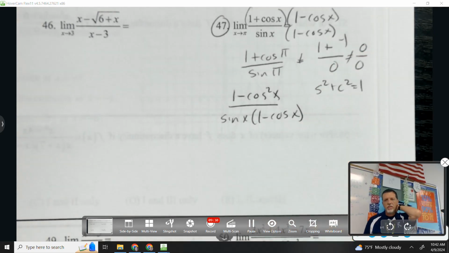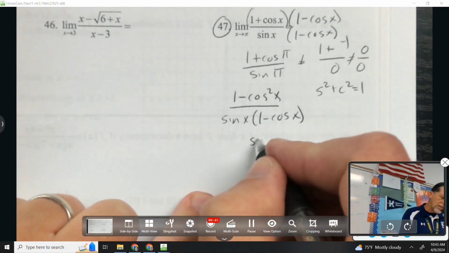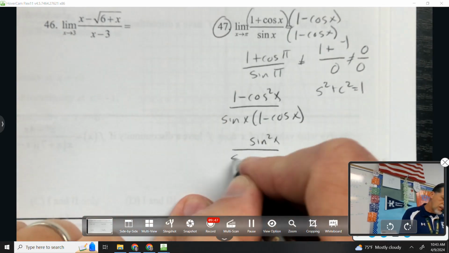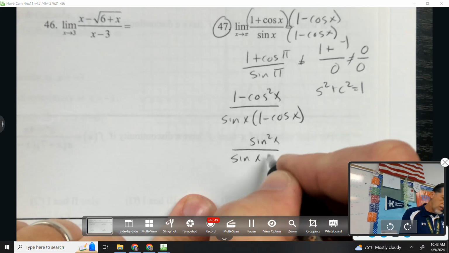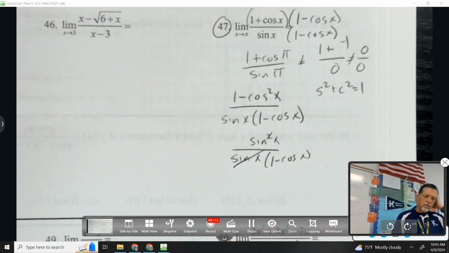Sine squared plus cosine squared is 1. So what does 1 minus cosine squared equal? Sine squared. Again, that's where people mess up the signs on that, but if I move the cosine over, I get sine squared. So one of the signs will cancel.